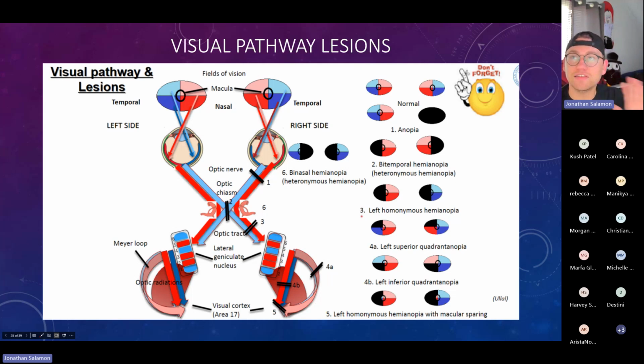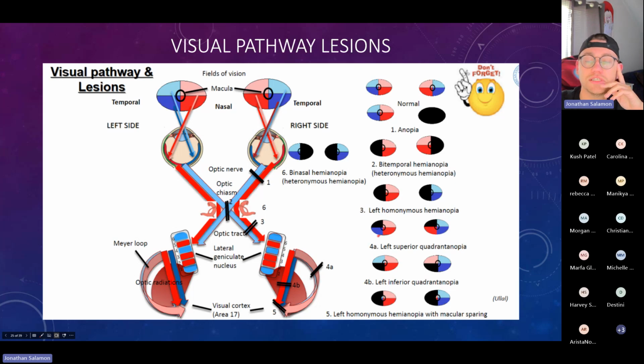So the important thing is if you lose half of a field of view, the lesion has to be before the lateral geniculate nucleus. It has to be above it. If you lose only a quarter, then the lesion has to be after the lateral geniculate nucleus, and you know it's in one of the loops, right? So you can just section those off in your brain.